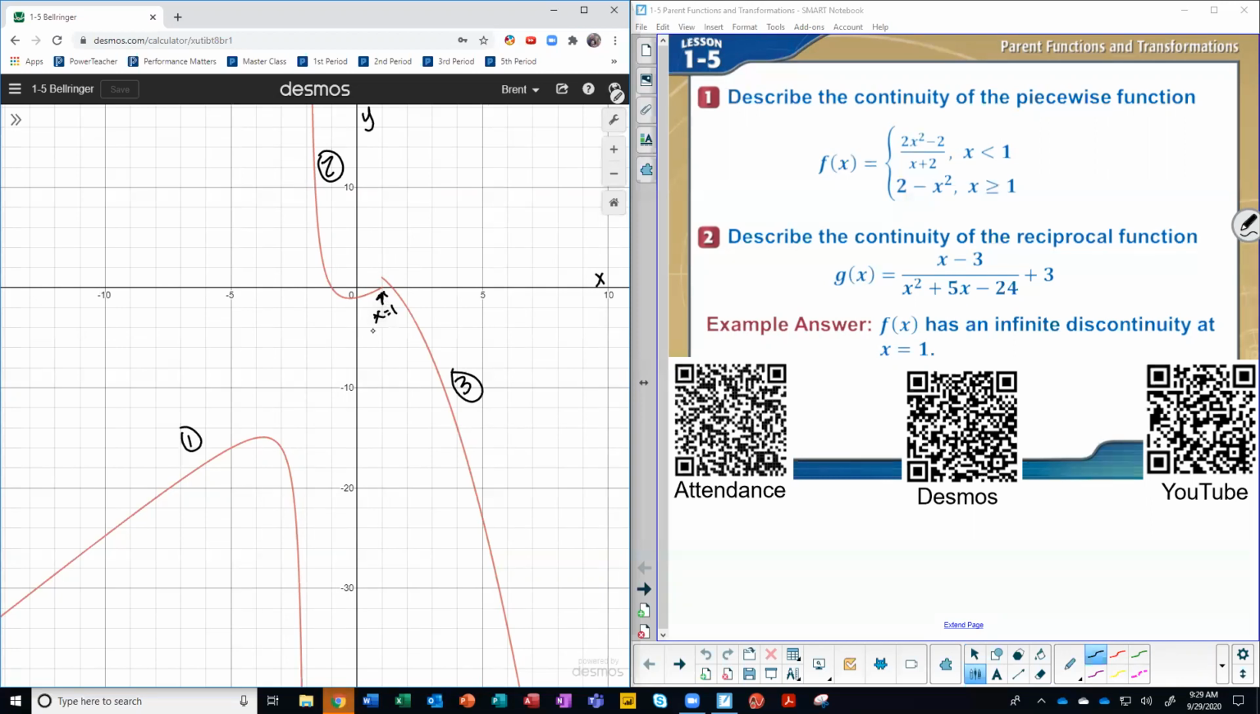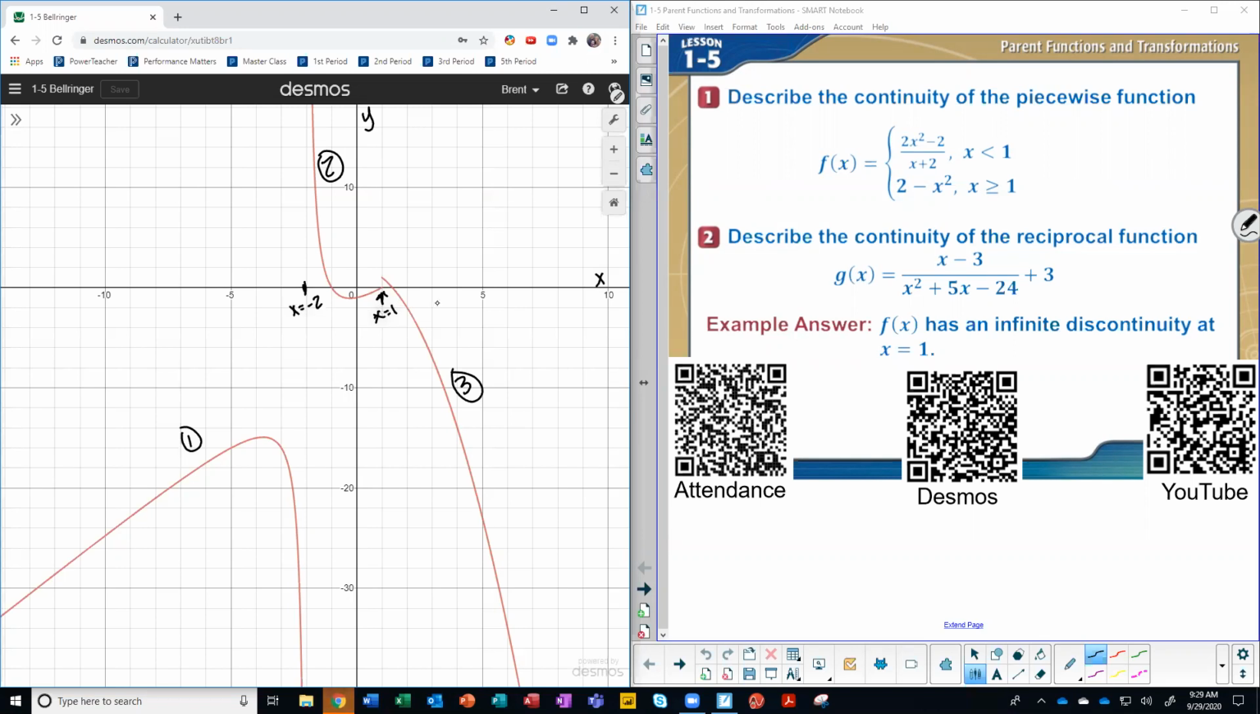And I heard someone else just speak up. What was the other thing just said? -2. -2, very good. Let's look at -2. So there's -1, here's -2. This value right there is where x equals -2. There is a break here. So we've found both breaks. This has a break at x equals -2 and x equals 1.